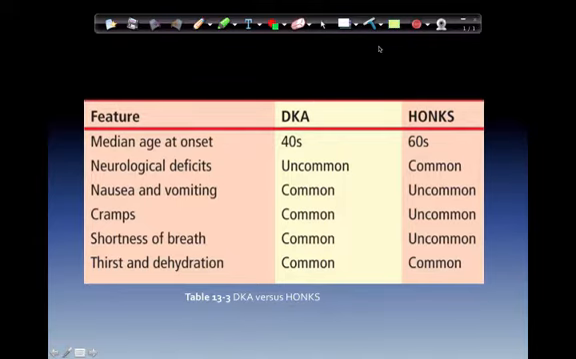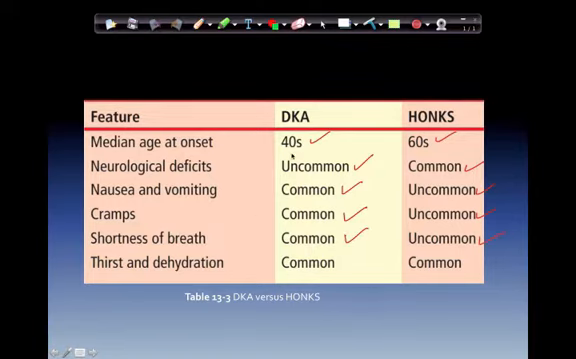This is table 13.3, DKA versus HONKS. Variations here. So DKA, generally median onset's about 40, where HONKS is about 60. Neurological deficits in DKA are uncommon, where in HONKS, hyperosmolar, they are common. Nausea and vomiting, common in DKA, but uncommon in HONKS. Cramps, common in DKA, but uncommon in HONKS. Shortness of breath, common in DKA, but uncommon in HONKS.